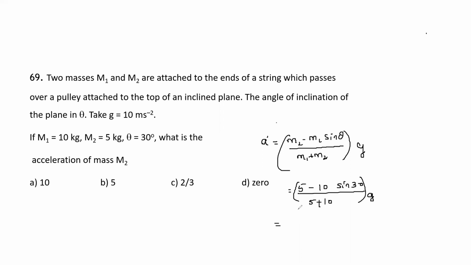This is equal to, sine 30 is 1 by 2, so 1 by 2 into 10, that is 5. So 5 minus 5 is 0. 0 divided by 15 is 0. So the correct option is option D, 0.